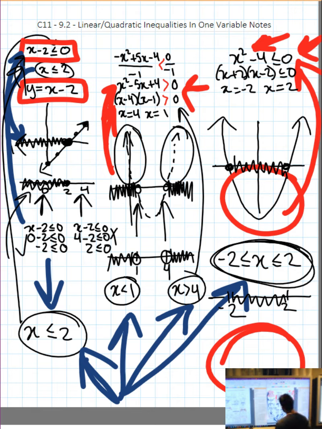Okay, so now we're going to bring the last section back into it and start to shade above or below again in 2 variables with lines and parabolas.